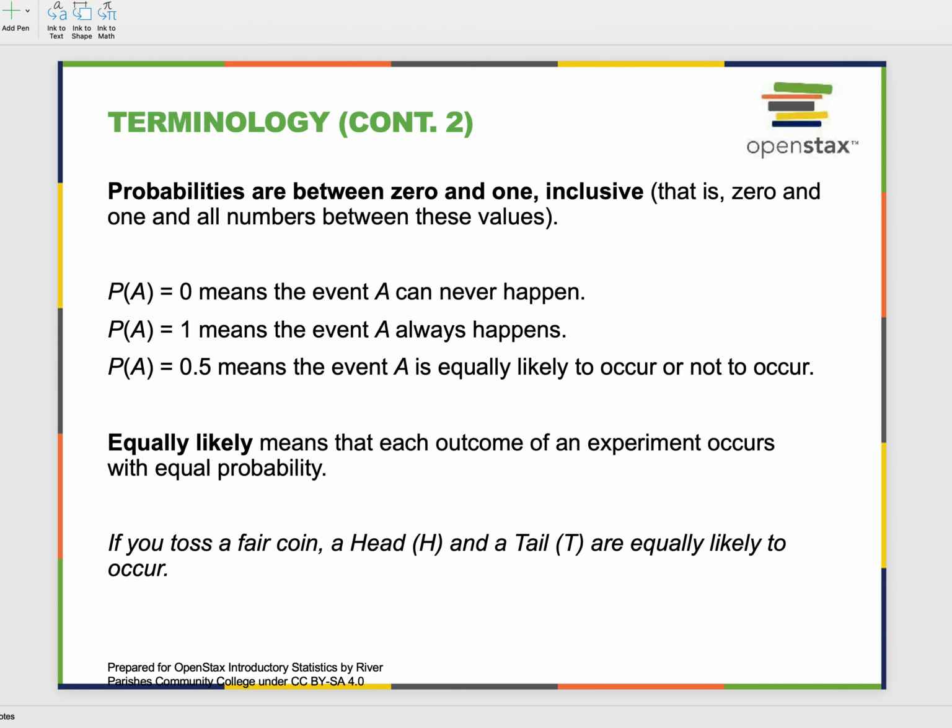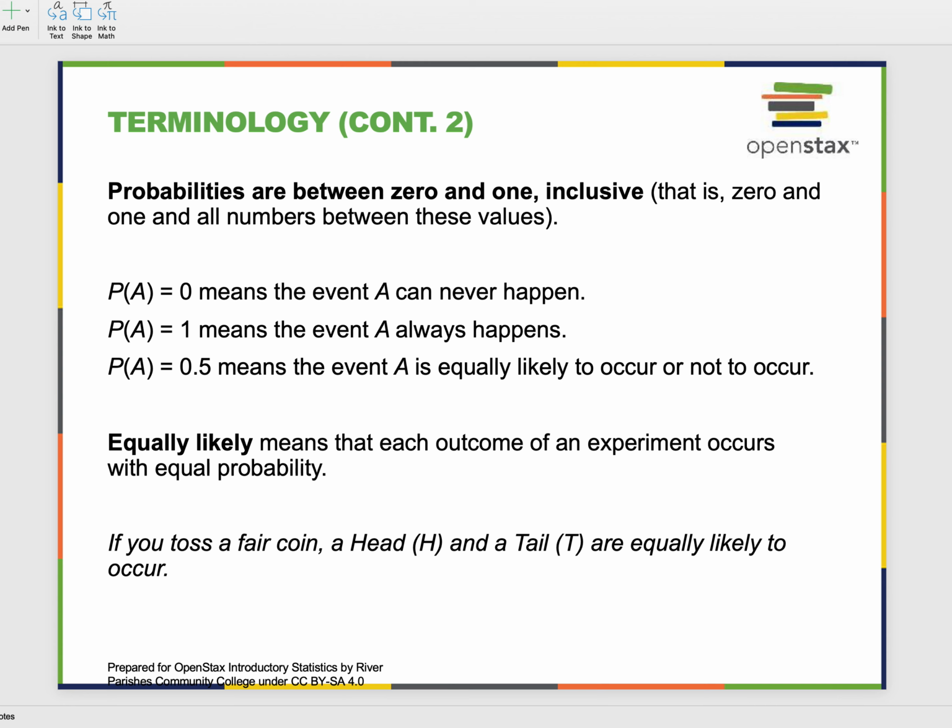Probabilities are between 0 and 1 inclusive. That means 0 and 1 are part of the values, and they can be anything between 0 and 1, depending on the number of decimal places you want to go. If you multiply decimals by 100, they become percentages. Percentages back to decimals is divided by 100. So 0%, 100%, 50%, or 0, 1, and 0.5.